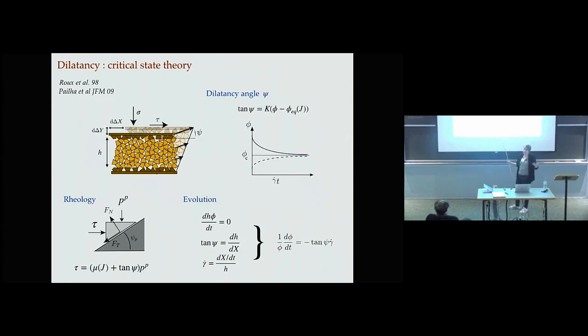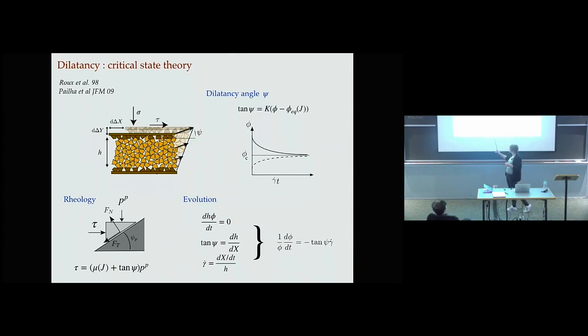And that defines an angle, in fact. That defines the angle that we call the dilatancy angle. So this dilatancy angle, the main hypothesis is that it depends on the difference between the local packing fraction and the packing fraction at equilibrium. That's the main ingredient. And then this dilatancy angle, we have to add it in two positions.